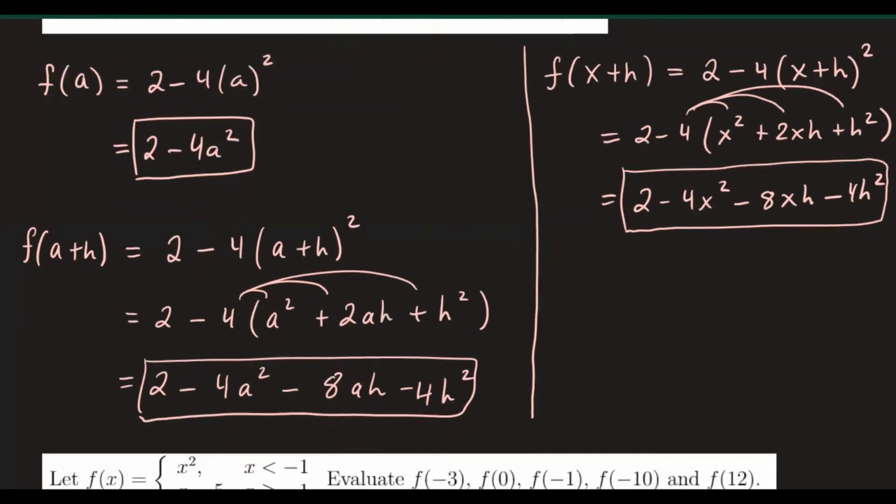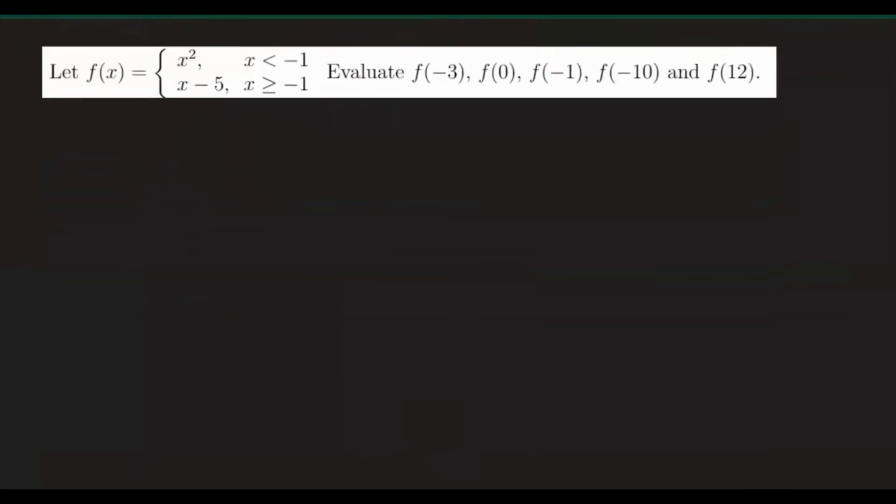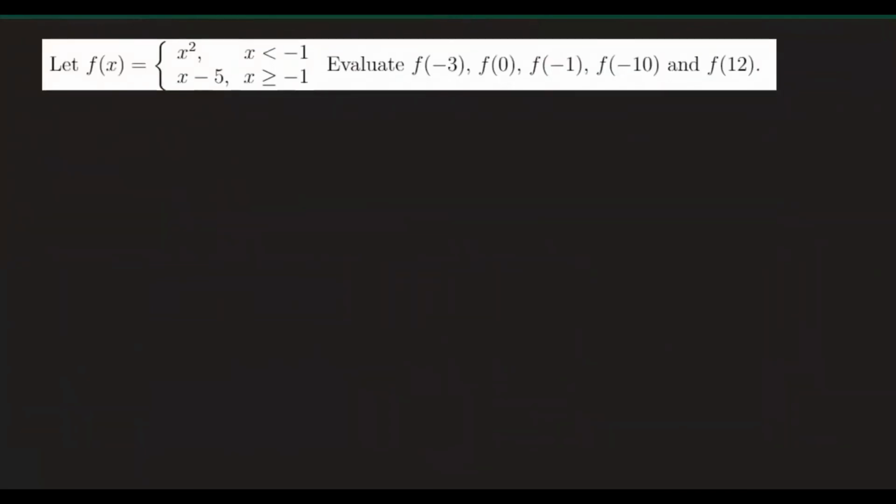So let's take a look at one last example. So for this example, we're going to evaluate a piecewise function. So sometimes when you're evaluating functions, you're not just evaluating one function, you could be evaluating a piecewise function where you have different pieces of functions in different intervals. For example, this one, we have f of x is going to be x squared whenever x is less than -1. And we will have f of x equals x minus 5 whenever x is greater than or equal to -1. Let's evaluate the following.